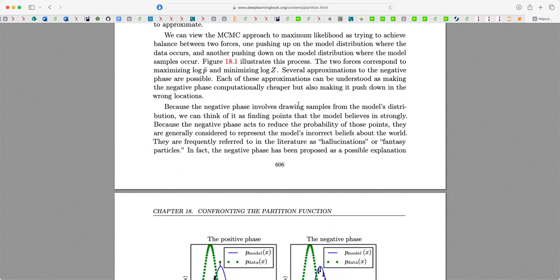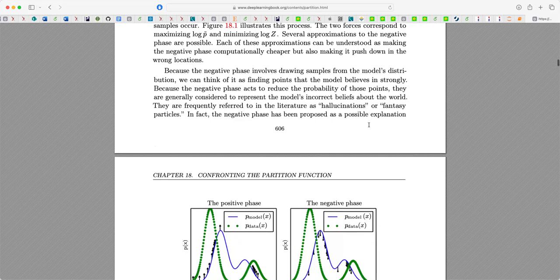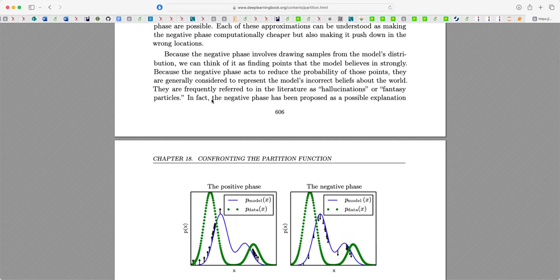Because the negative phase involves drawing samples from the model's distribution, you can give some interpretations to it. One interpretation is that it finds points that the model believes in strongly, and because the negative phase acts to reduce the probability of those points, they are generally considered to represent the model's incorrect beliefs about the world. This is a little far-fetched, but it gets even more far-fetched: they are frequently referred to in the literature as hallucinations or fantasy particles.